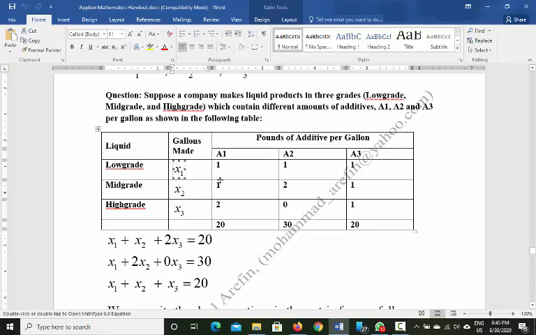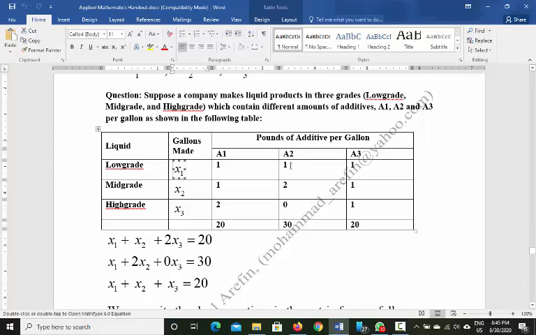I am repeating again. If we produce 1 gallon of low grade liquid, we will use 1 pound of A1. If we produce 2 gallons, we will use 2 pounds of A1. If we produce 3 gallons, we will use 3 pounds of A1. But we are producing x1 gallons, so we will be using x1 multiplied by 1, that is x1 pounds of A1 additive for low grade. So x1 pounds of A1 has already been used, right?